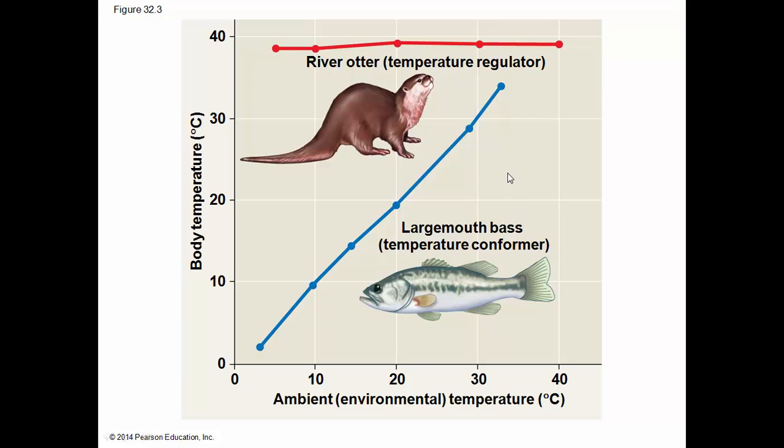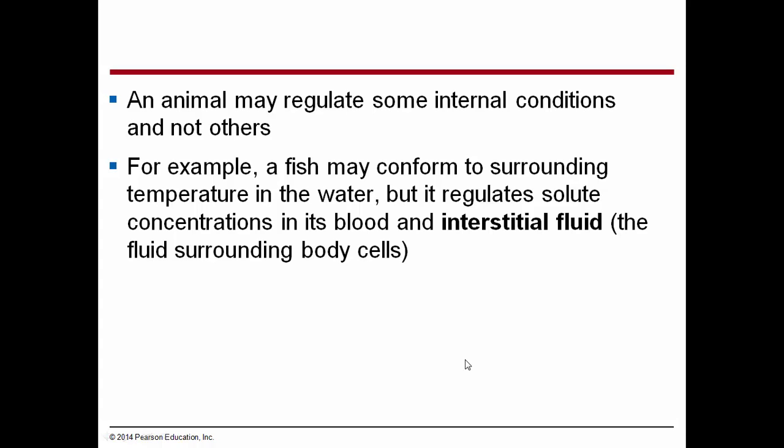And just because an animal is able to maintain its own body temperature, or it's a conformer, or it's a regulator, that doesn't necessarily govern all of its homeostatic operations. So the bass is a temperature conformer, but it's able to regulate salts in its body based on its own internal metabolism. So an animal may regulate some internal conditions, but not others.